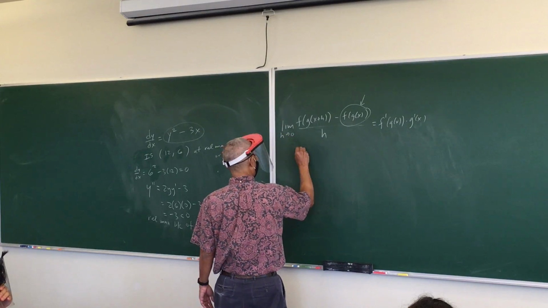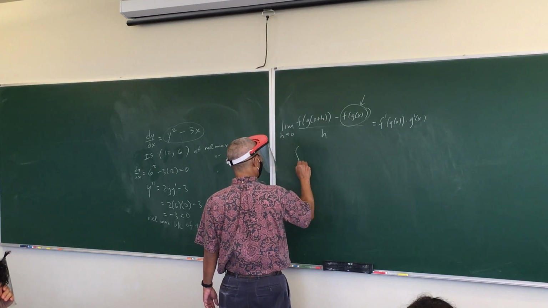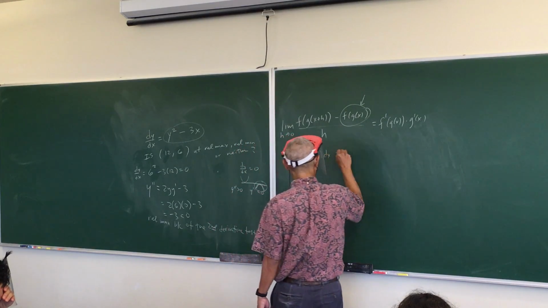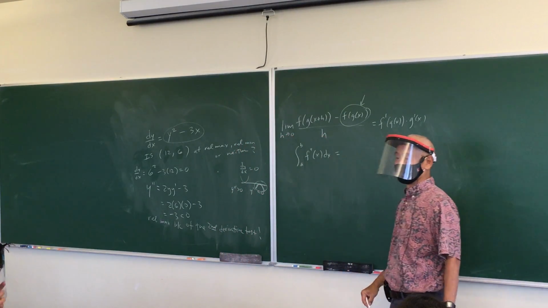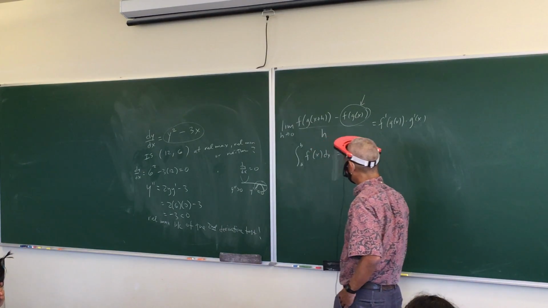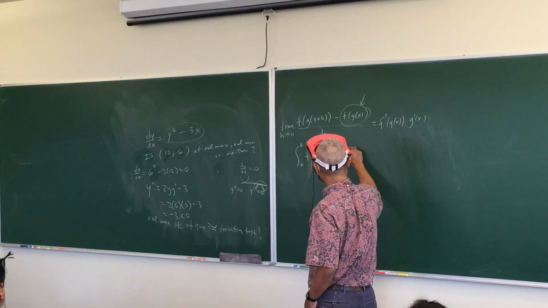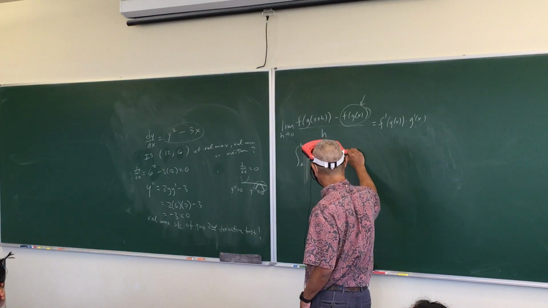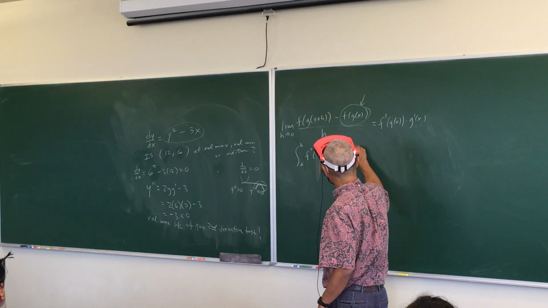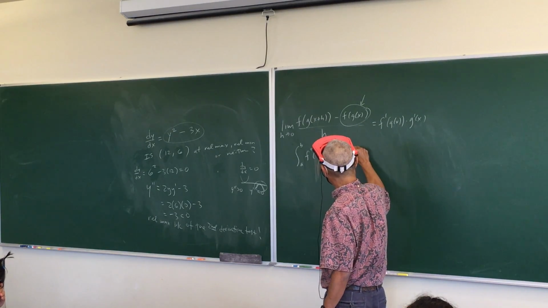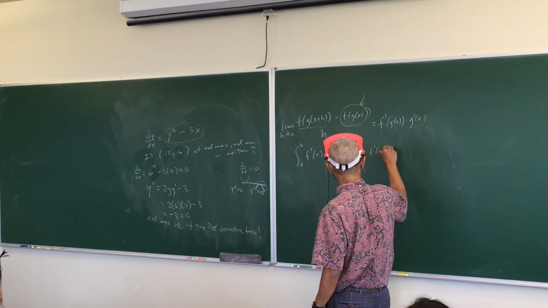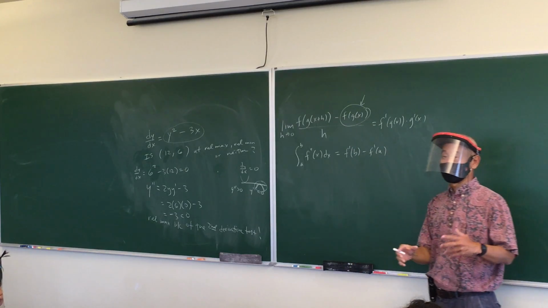Connor Lee. Integral from a to b of f double prime of x dx. What is that equal to? Okay, so just give me the final result. F prime of x plus c. No. F prime of b minus F prime of a. Okay, there you go. This is the fundamental theorem of calculus part 2.